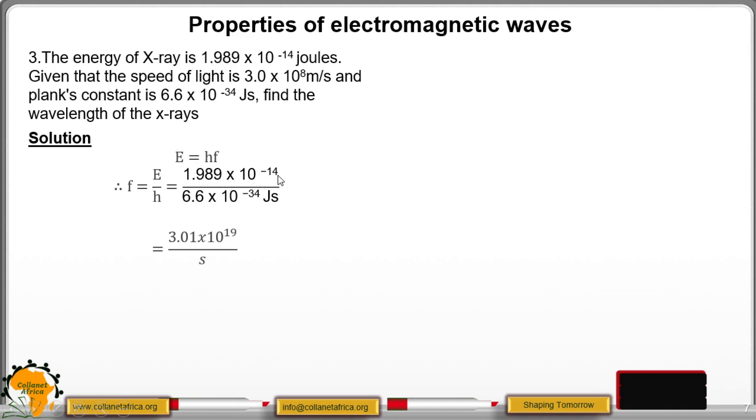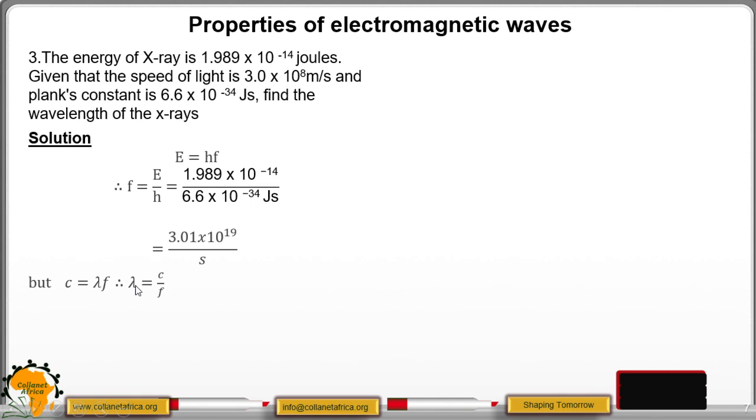1.989 times 10 to the power 14 as our energy. Then our Planck's constant, 6.6 times 10 to the power negative 34 joule second. Remember, energy is given in joules, so the joules and joules will cancel, so you will be left with per second. So by dividing, keying in your calculator, you will find that your f is 3.01 times 10 to the power 19 per second.